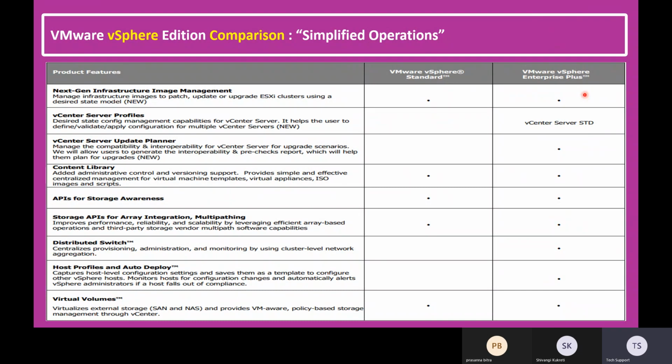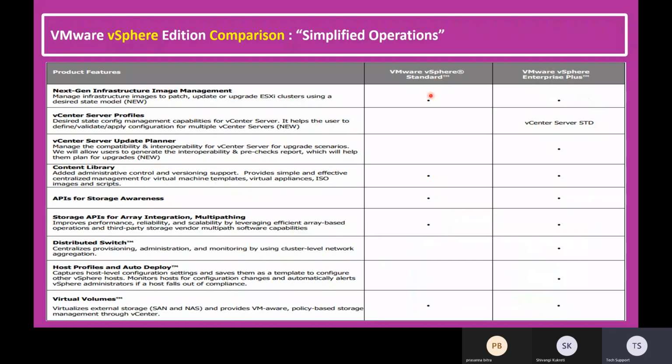Suppose your organization is a small scale organization and your requirement is only minimal features, then you will go for a Standard license. If your organization is a large scale or medium scale organization and you need to use some Enterprise Plus features, then you can buy Enterprise Plus. And this screenshot I captured from the official VMware site. What features are available in Standard, and what features are available in Enterprise Plus? That comparison we're going to observe in the upcoming slides.